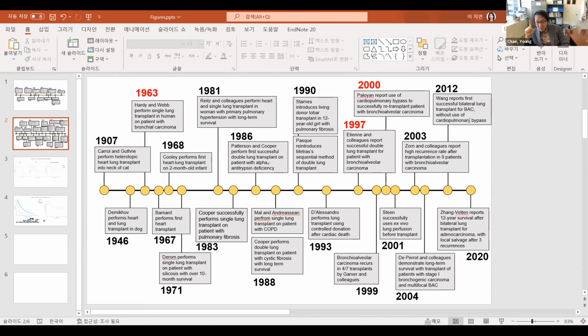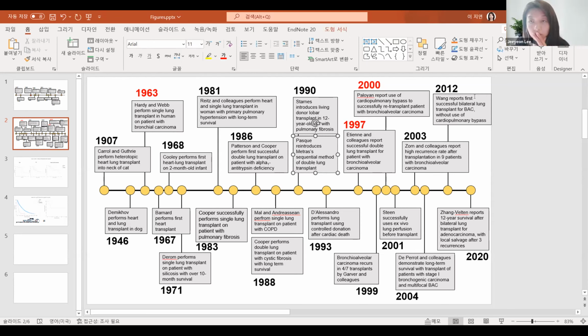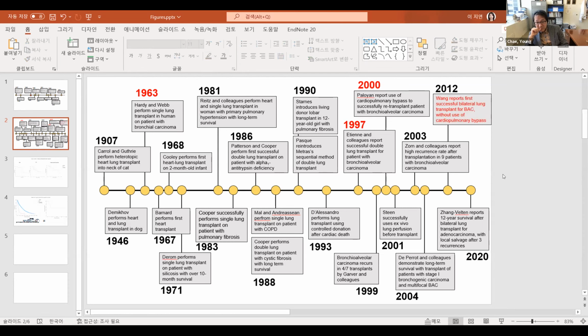Just confirm that, because if you look at the registry, there are a lot of bilateral transplants without ECMO in your table. I wonder if any of those were done between the year 2000 and 2012. I will verify it. I don't know. Okay.